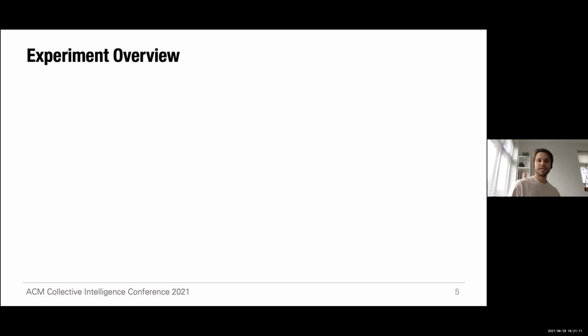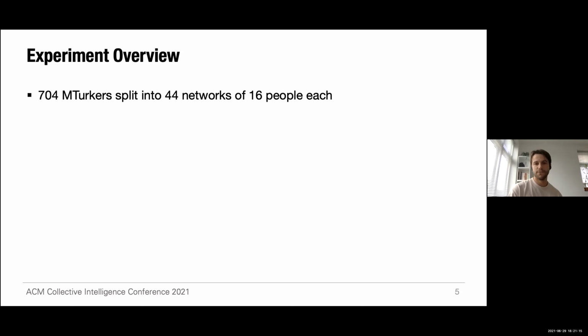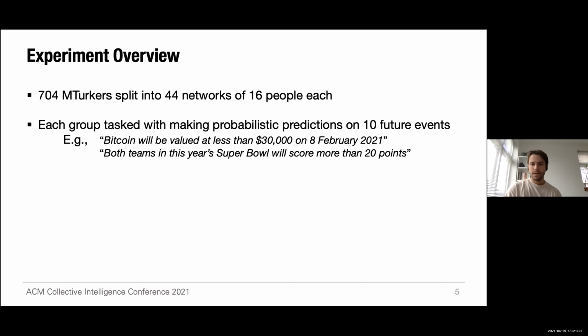To explore this, we ran an online multiplayer experiment. We had 704 M-Turkers and split them into a bunch of 16-person networks. Then we challenged each network to predict 10 near-future events. You can see a couple of examples up here that ranged in topic.